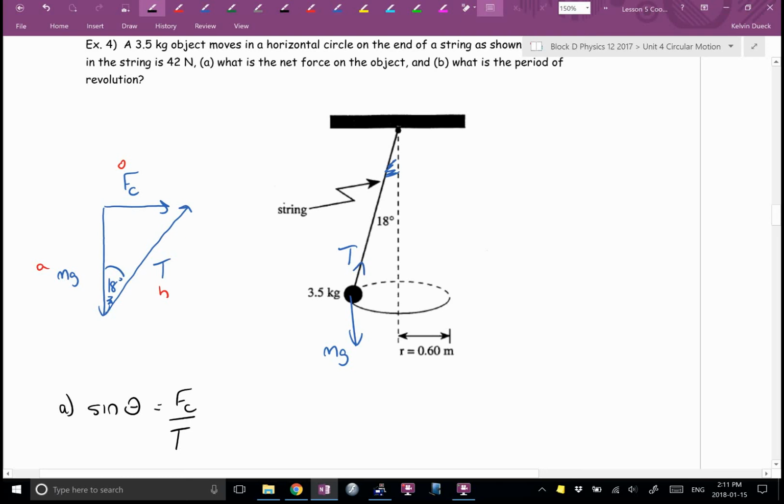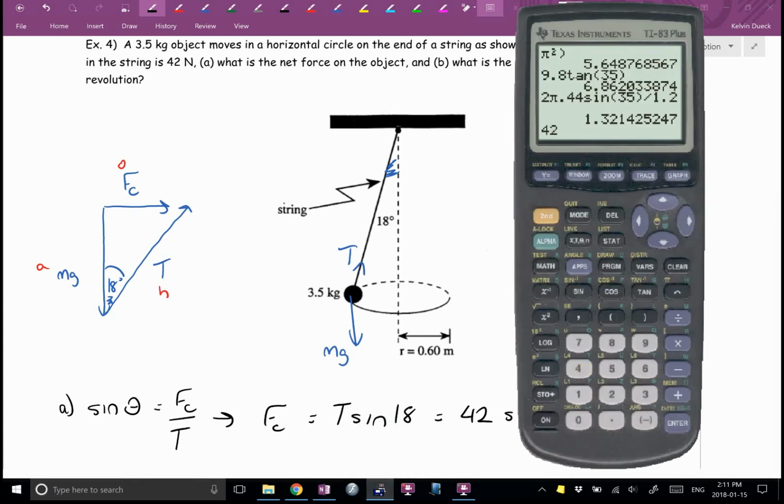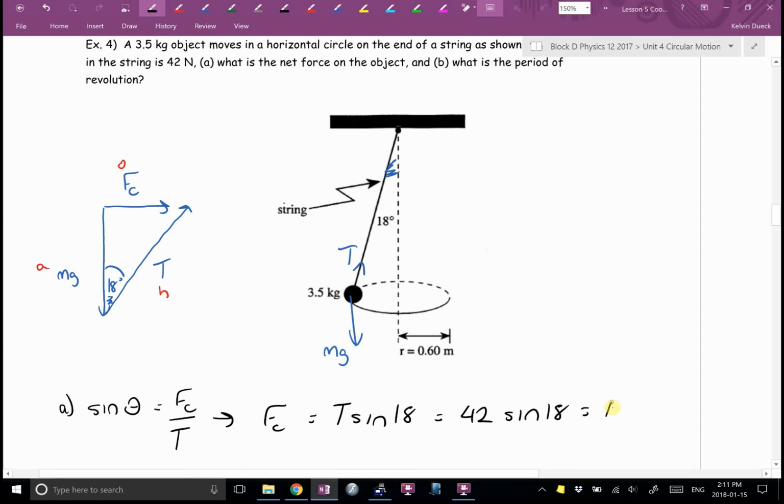And since they just said find the net force, I'm not going to plug in mac or mv squared over r or m4 pi squared r over T squared. I'm just going to get the Fc by itself. The net force is going to be the tension times the sine of 18. It's going to be 42 times the sine of 18. And I get 12.97. You know what? 13.0 if I go to 3 sig figs, I think, yeah? There's the net unbalanced force. That's what's causing it to accelerate towards the center.